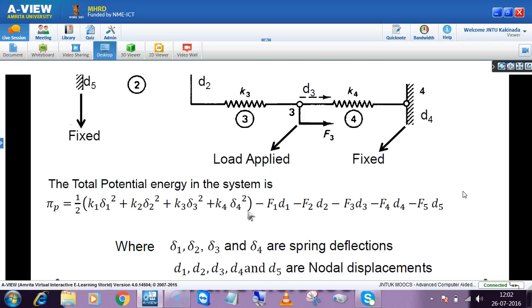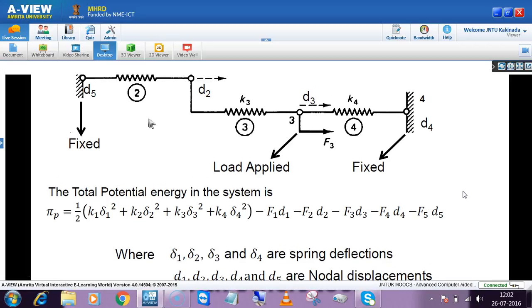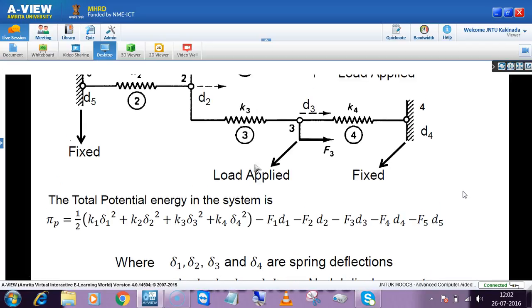Now let us solve one example. It is a bit complicated, but let us solve it. There are a total of four springs here.